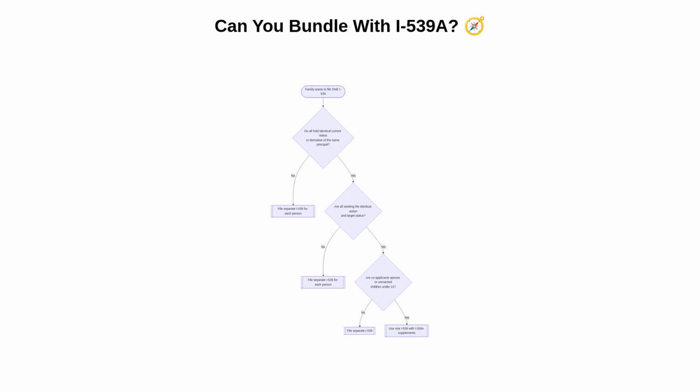This decision flowchart starts with a family intending to file one I-539. The first decision checks whether all applicants have identical current status or derivatives tied to the same principal. If not, they must file separate applications. If yes, the second decision confirms whether all applicants seek the identical action and target status. If that fails, they must separate their filings. If it passes, the final decision verifies that the co-applicants are a spouse or unmarried children under 21. If that fails, do not bundle. If it passes, then a single I-539 with I-539A supplements is appropriate.